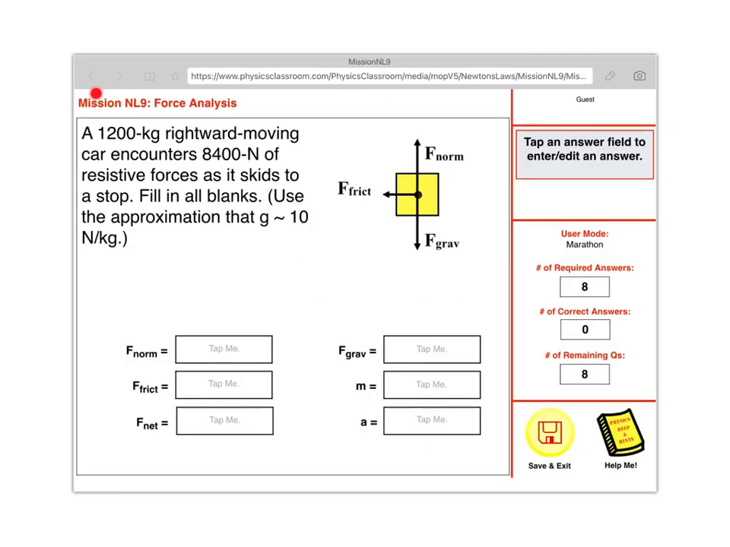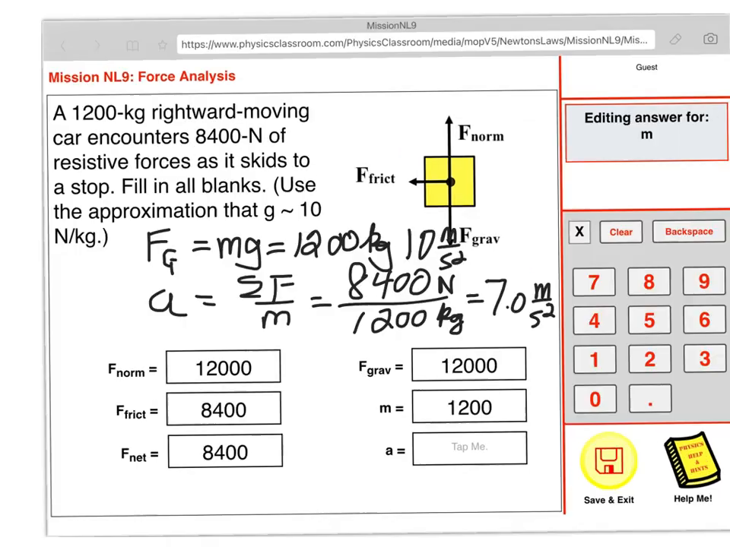Okay, here we are, Mission 9, Force Analysis. We have several things to calculate. Remember, there's a table of contents at the end of the video, and remember that The Physics Classroom also offers help on these problems. I'm going to do the problem out, but pause the video and do it yourself first, and then compare what you did to what I get.